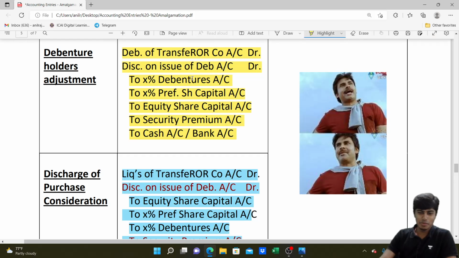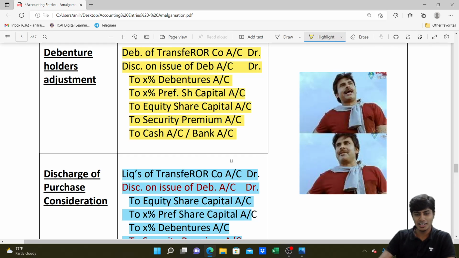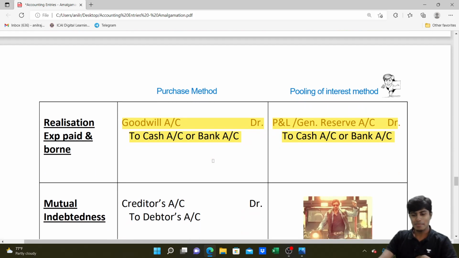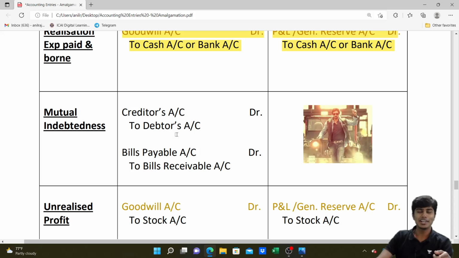That's what it is, like the debenture settlement entry and discharge of PC entry is same in the case of pooling of interest and purchase method. Same happens here also. For mutual indebtedness, the entry that we write under pooling of interest method and purchase method will be same to same. There is not going to be any difference.